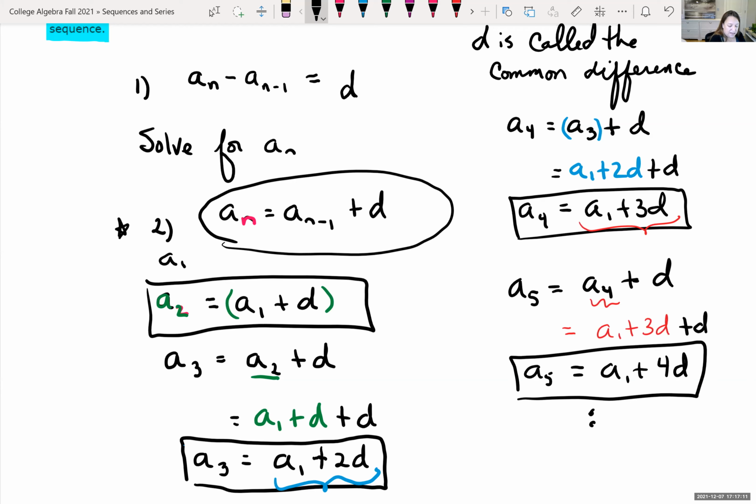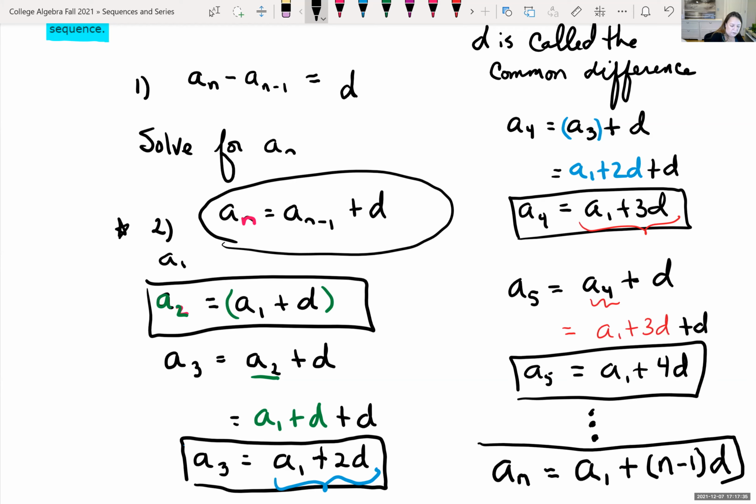And so another formula is that a sub n is equal to the first term, a sub 1, plus, notice that the number in front of our d value was 1 less than the term we're looking at. So it's n minus 1 times d. So these are 3 formulas that you're going to be using to help you with the different problems you have for this section.